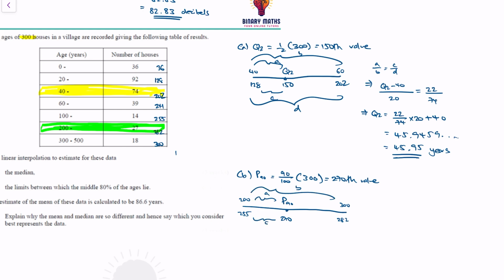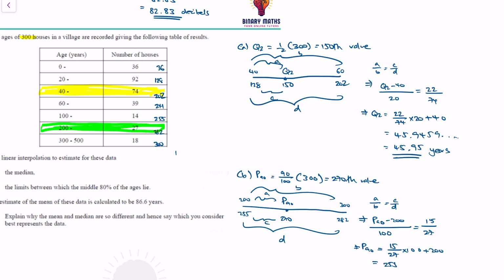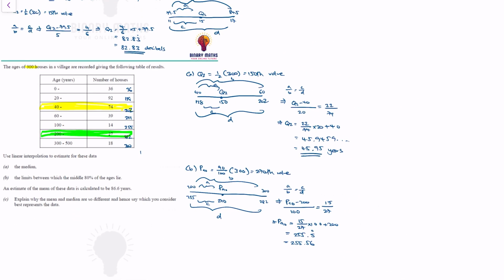A over B is equal to C over D. So A over B is equal to C over D, which implies (P90 minus 200) over (300 take away 200, which is 100) equals (270 take away 255, which is 15) over (282 take away 255, which is 27). So P90 is equal to 15 over 27 times 100 plus 200, which is 255.5 recurring, which is equal to 255.56.